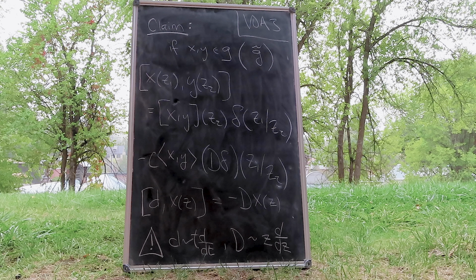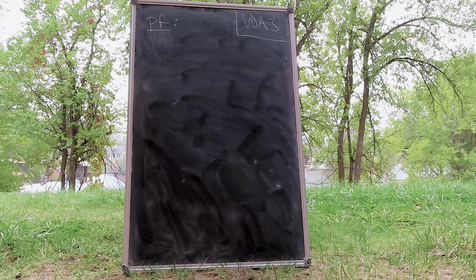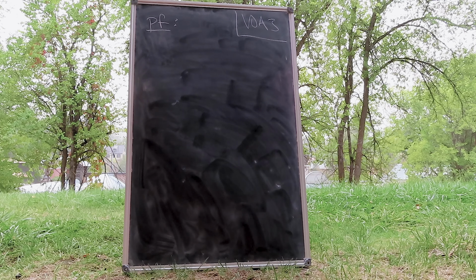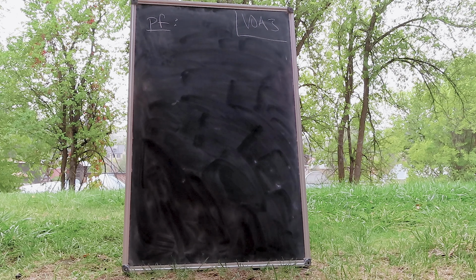Note that the commutator of D with a generic element x is given by minus big D. Of course, it's important to keep in mind that these degree derivations are working on different formal variables. As will be the case for all of today's claims, we leave the proof to the viewer as an exercise, which in this case essentially amounts to taking derivatives of the delta functions and matching terms.